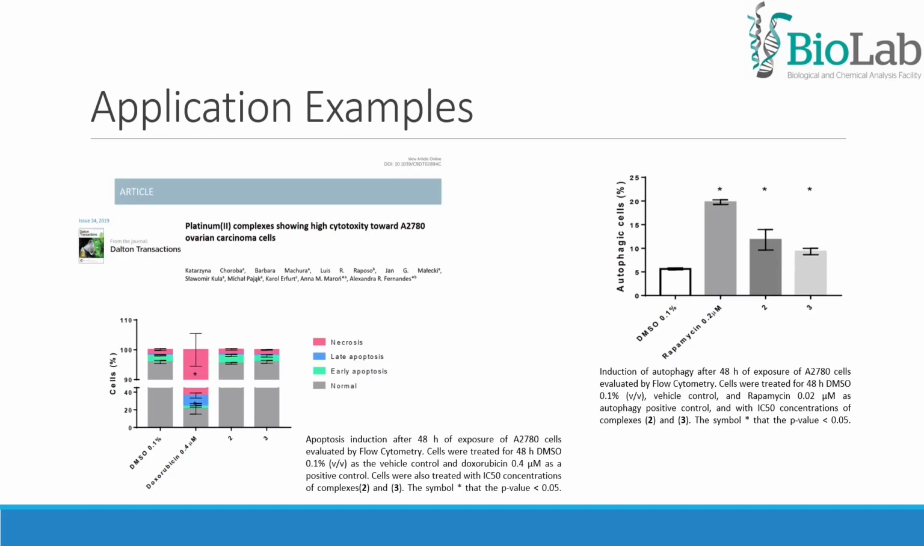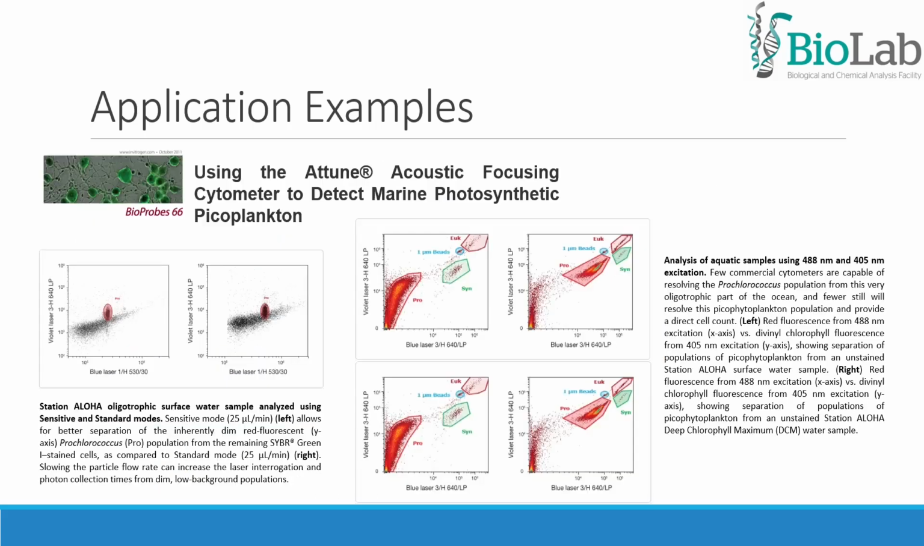In this other paper, flow cytometry was also used to evaluate apoptosis as well as autophagy in the study of the cytotoxic activity of a platinum complex towards ovarian carcinoma cells. This one is an application example of flow cytometry in environmental biology. The Attune Acoustic Focusing Cytometer is capable of differentiating two major groups of microbes that comprise photosynthetic picoplankton in environmental samples based on their intrinsic fluorescence.